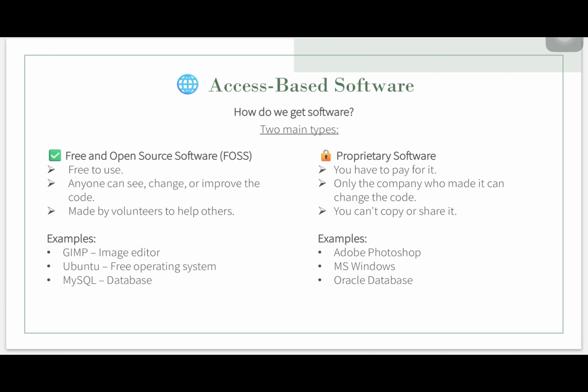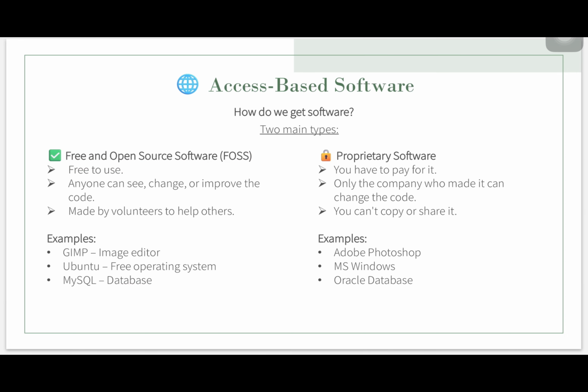Now examples: GIMP, image editor. As I told you, GIMP is a free one, it is open source. Then Ubuntu. What is Ubuntu? As we saw in the last video, it is an operating system, but a free and open source operating system. And next one is MySQL. It is a database, which is what? Free and open source software.